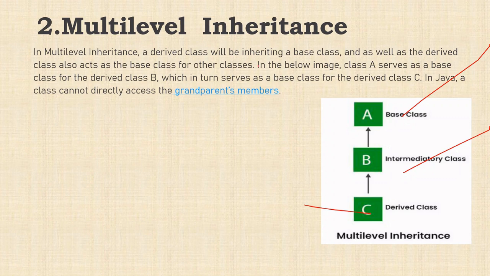In the image below, class A serves as a base class for the derived class B. Class A is a base class for class B, so this will be the base class and this will be the derived class.